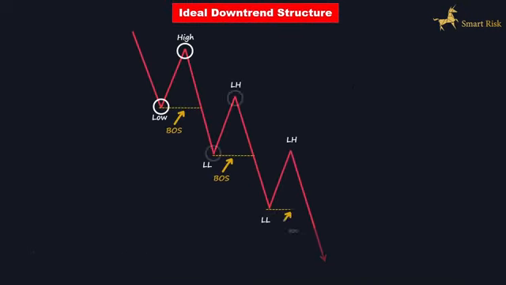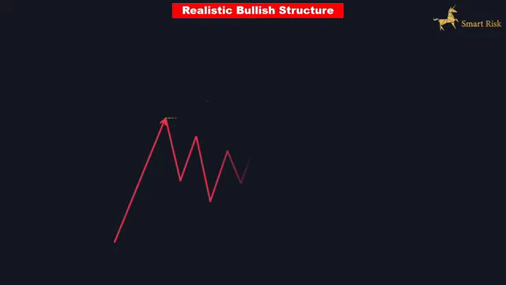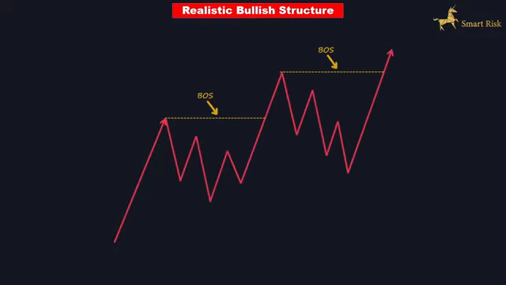In a downtrend, prices consistently create a series of lower lows and lower highs. In this scenario, the price has a tendency to break the previous lows while maintaining the highs. Now, let's delve into the details of the realistic market structure. This represents the realistic uptrend structure that is more commonly observed in the market.